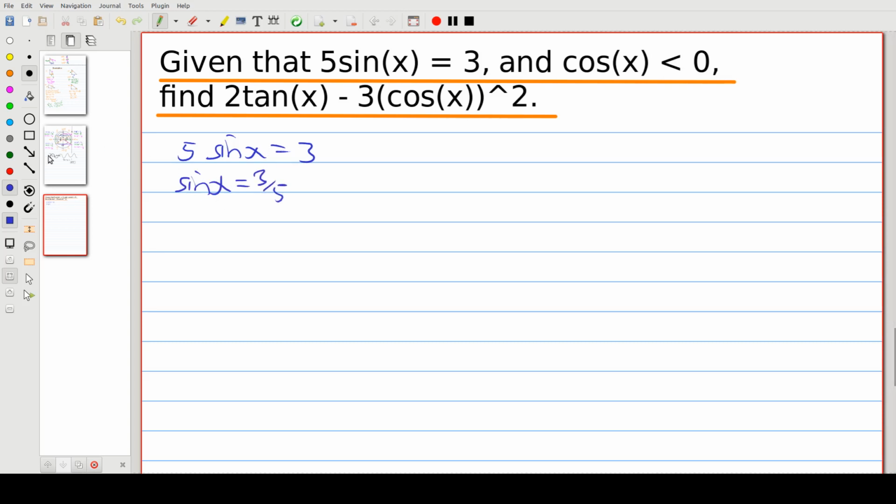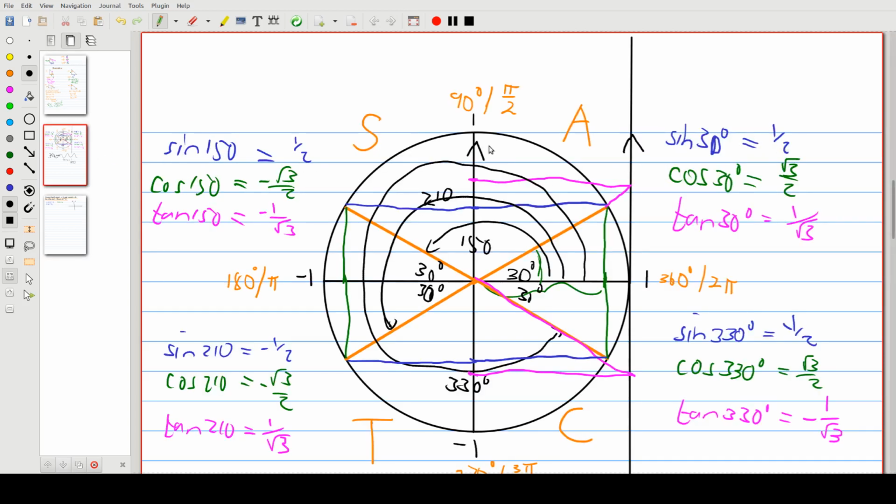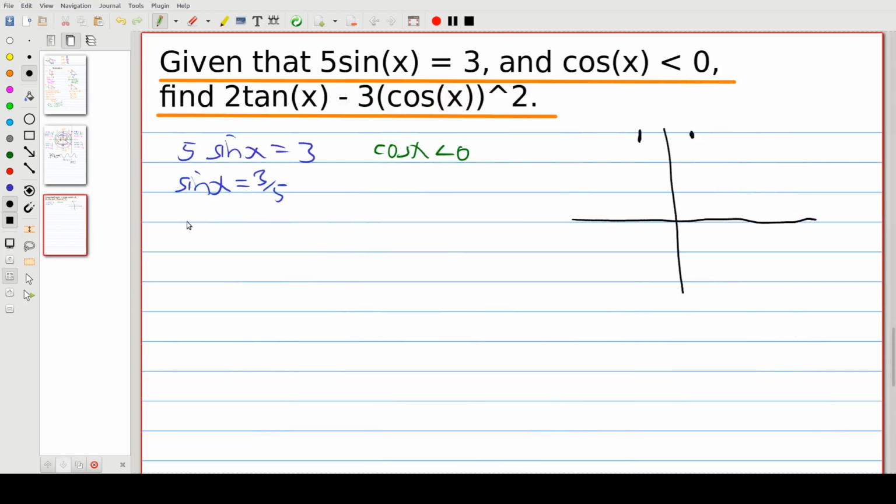Alright, so now we know what sine x is. And let's just write down cos x here as well. So cos x is less than 0, cos x is negative. With those two pieces of information, we can go to our CAST diagram and go from there. Sine x is 3 over 5, which is a positive number. Which quadrants is sine positive in? Well, the first and the second quadrant. We can see that here.